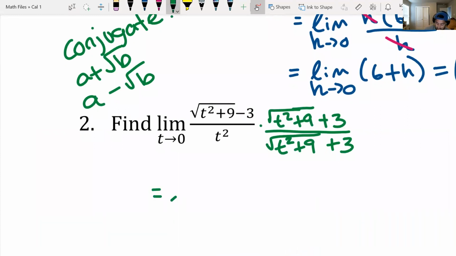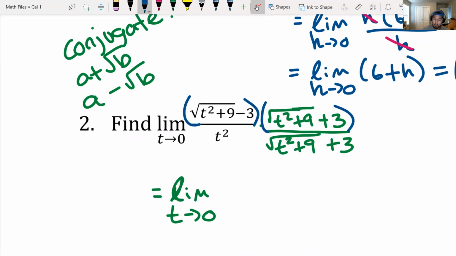And with that being said, we will have the limit as t approaches zero. And now what's going to happen here is you are going to FOIL the numerator. So square root of t squared plus 9 times square root of t squared plus 9 leaves us with just t squared plus 9. And then there will be no middle term. The middle term will cancel because you'll get 3 square root of t squared plus 9 minus 3 square root of t squared plus 9. So your middle terms cancel. And all that's left is that negative 3 times that positive 3. So you'll get minus 9.